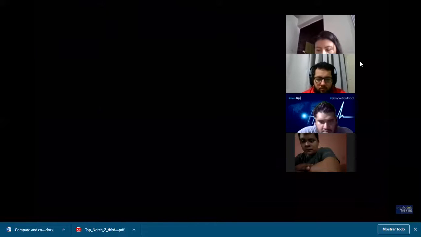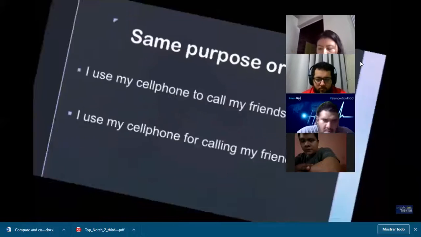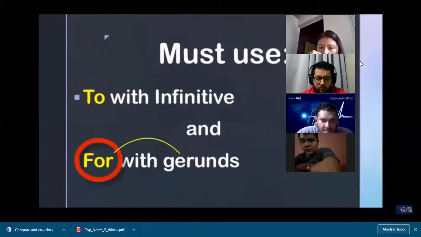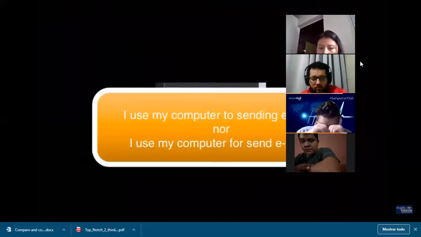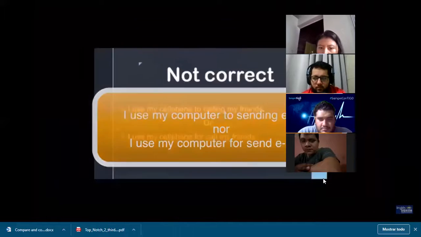Notice on both examples, the purpose or use is the same. It is also important for you to notice when using infinitives, we must use the particle to before the verb. And when we use gerunds, we use the word for. You can't say, I use my computer to sending emails, nor I use my computer for send emails.